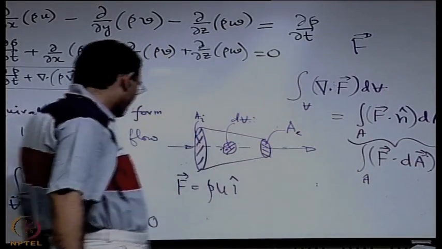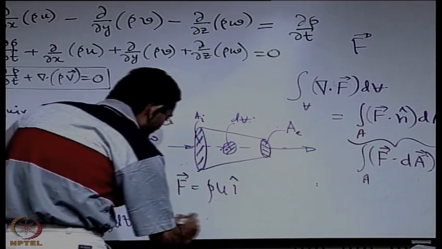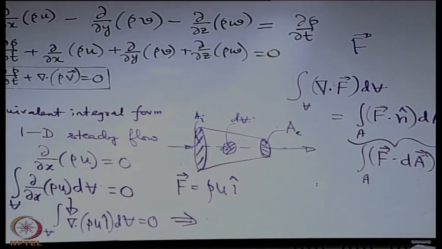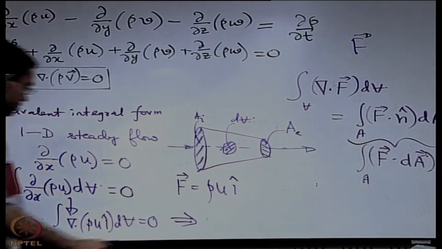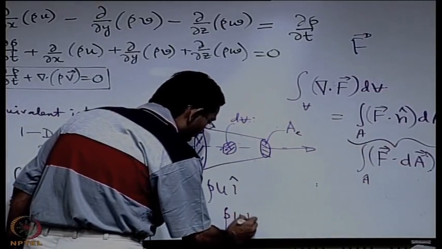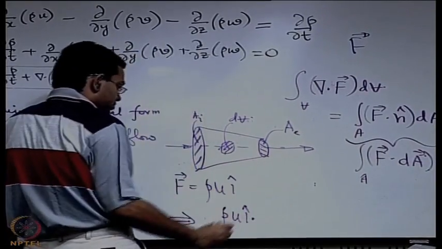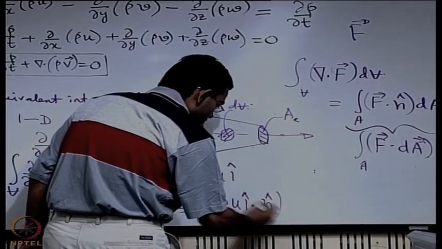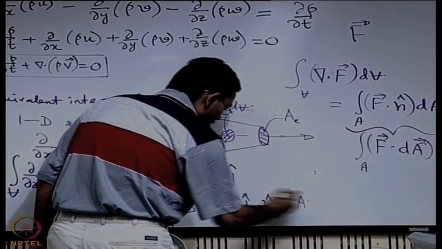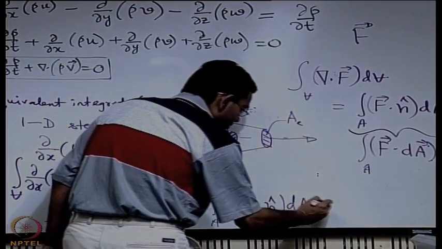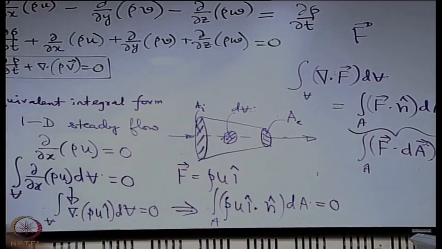So you can write this by using the divergence theorem as: the integral of rho ui dot n dA over the area A is equal to 0.